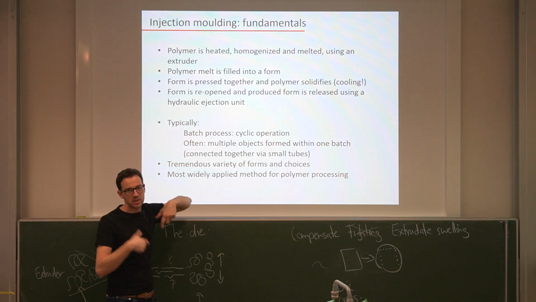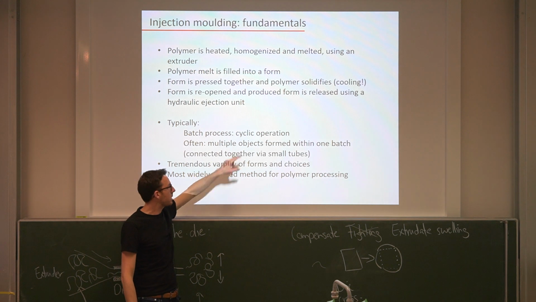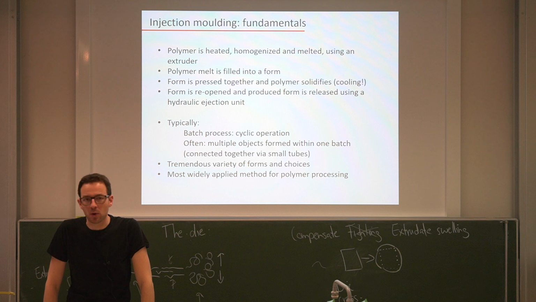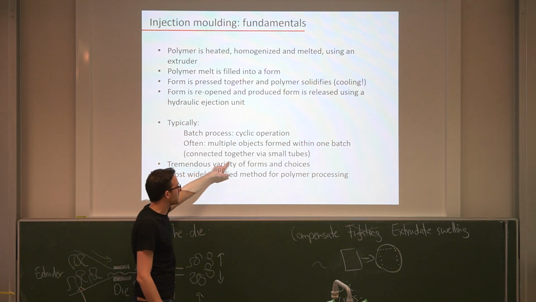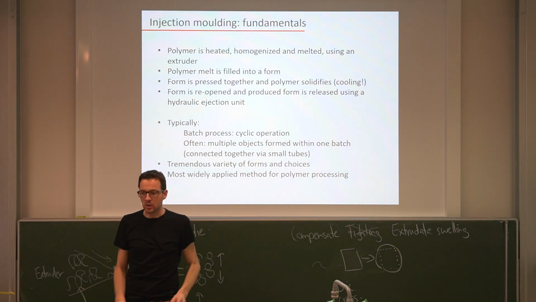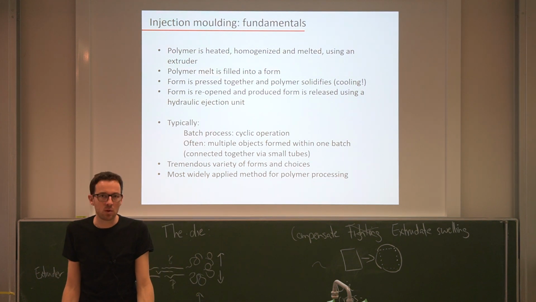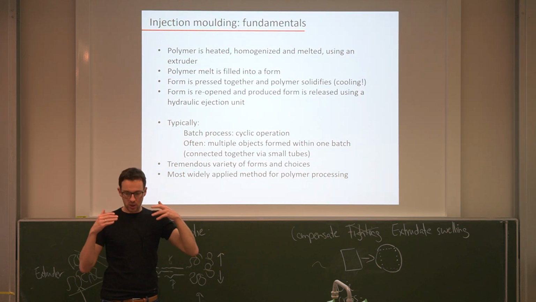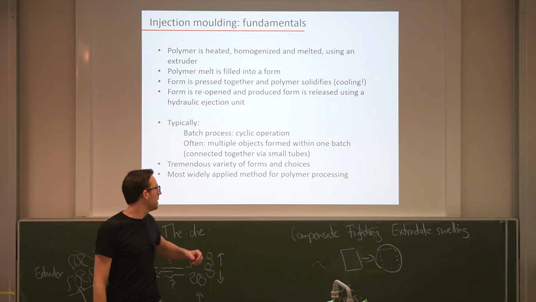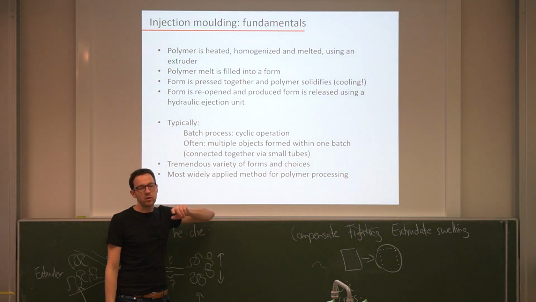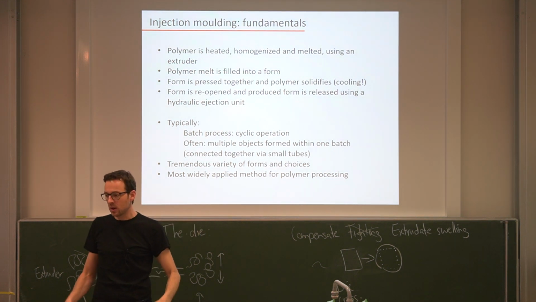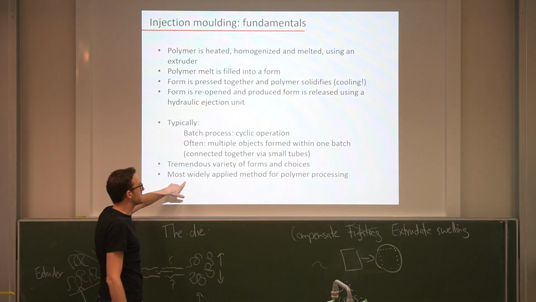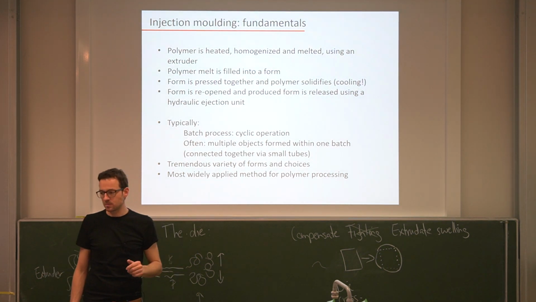And often, to save time, you try to create multiple objects within one single batch, to simply number up your throughput. And these can be connected via small tubes, to kind of equally distribute the polymer melt flow. And now you can imagine, since you can make forms in any kind of shape, size, structure, and so on, you have a tremendous variety of different forms, different choices, and so on. And this is why injection molding is, I would say, the most widely applied method to process polymers.